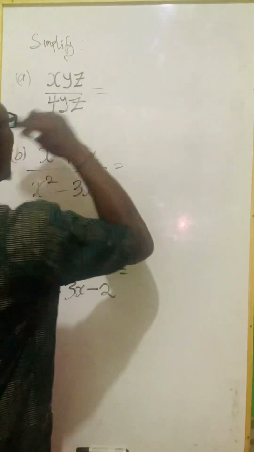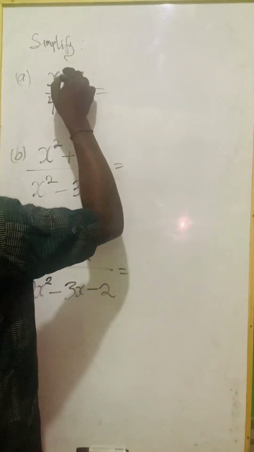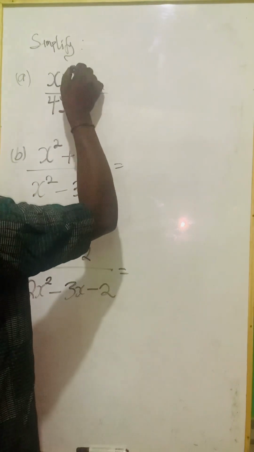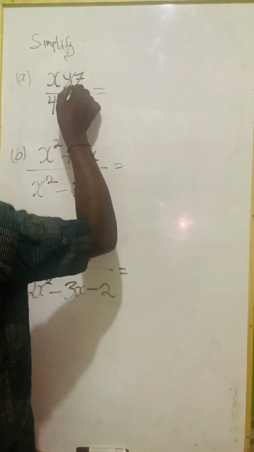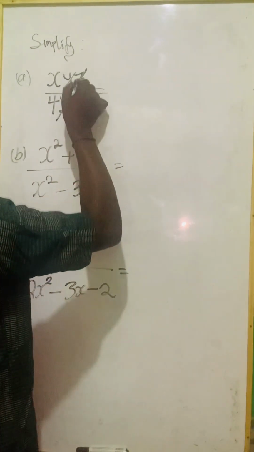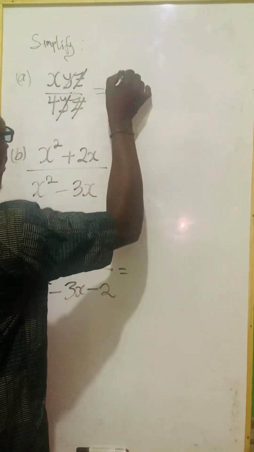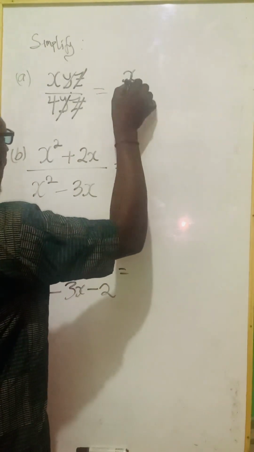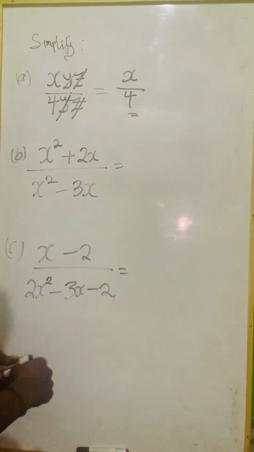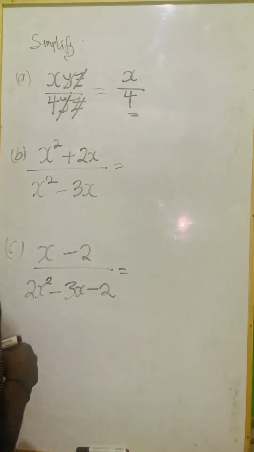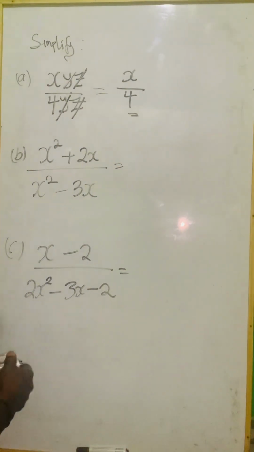So here we have xyz and 4y. This y can take away this y, and this z can take away this z. So we have x over 4 here. As simple as that. I think we don't have a lot to do here. All right, shall we look at the second one?